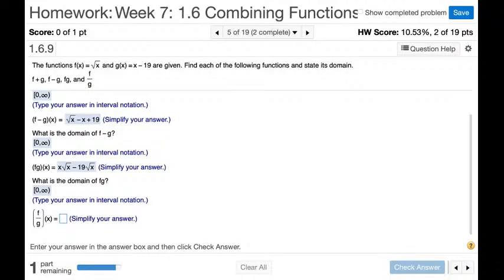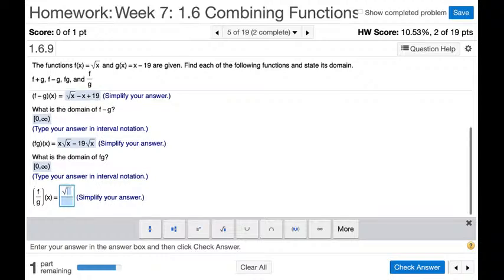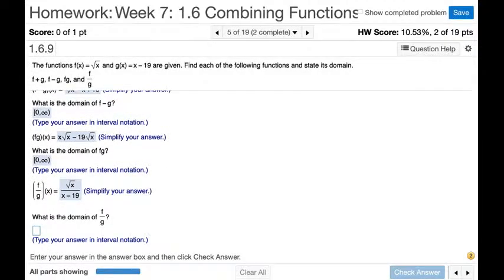F divided by g. So we're going to hit division, square root of x over x minus 19. Okay. So normally it's 0 to infinity, but we have an added restriction that we cannot divide by 0. So we've got to throw out x equals 19.